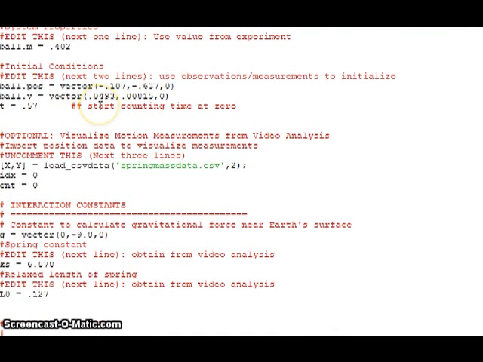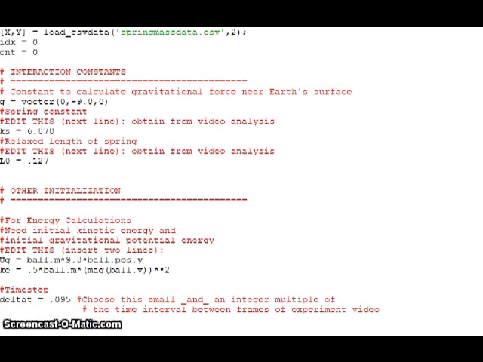This is my computer model. My initial conditions are here, the ball's mass, and the position and the velocity in the initial time, which I got from Tracker. And then I have a few other initial conditions of the K constant from the spring from a previous lab, and the compression of 0.127 meters.